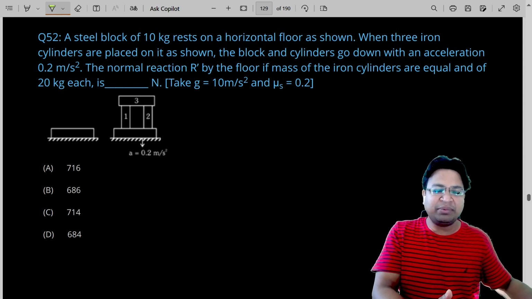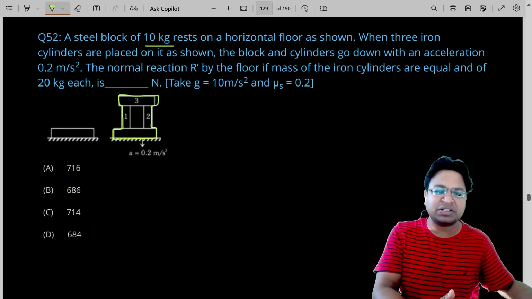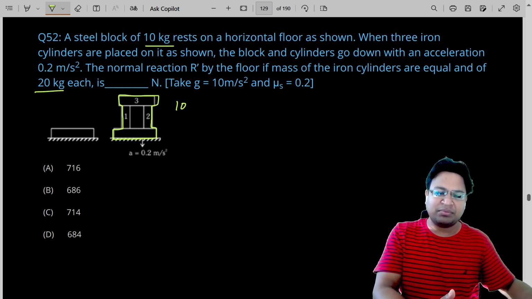So guys, ultimately what we can say is that we have a single system with this boundary. Okay, we have a single system with this boundary and the mass of this system is 10 plus 3 times 20. Okay, so the mass would be 10 plus 3 into 20. So that would be 70 kg. So that is the mass.